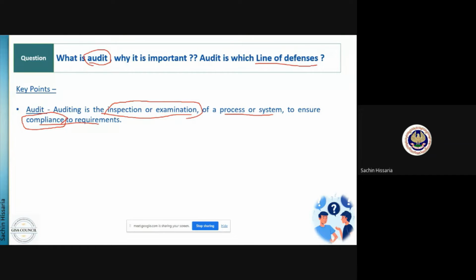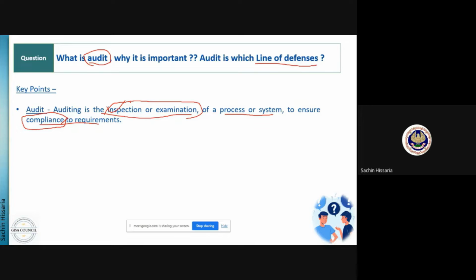This compliance requirement may be related to GDPR. It may be related to HIPAA, some regulatory compliance requirement. So while answering this question, we need to highlight this. Auditing is an inspection, examination of a process or system to ensure the compliance requirement. Compliance can be anything. It may be the internal compliance of the company, like policy, processes, or standard, or it may be the regulatory compliance.